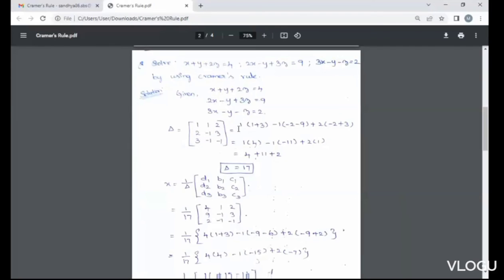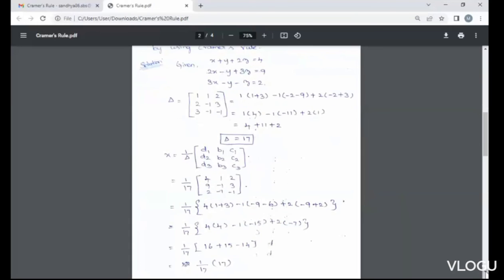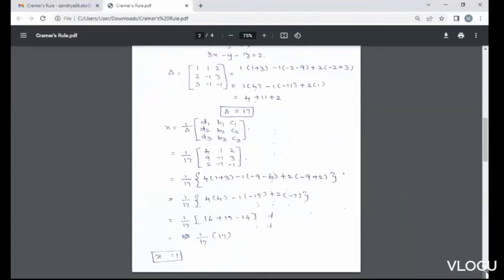Okay, so 1 times of 1 plus 3 is 4, minus 1 times of minus 2 minus 9, it is minus 11, and 2 times of minus 2 plus 3 is 1. Okay, so 4 plus 11 plus 2, your delta is what? 17. Okay, and we have to find the value for x.